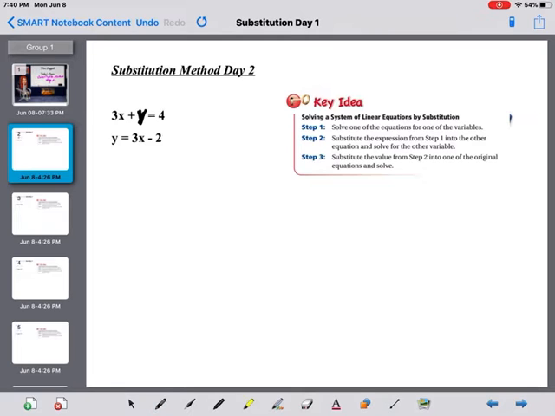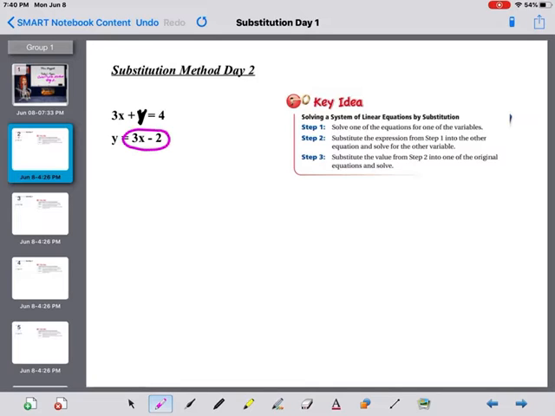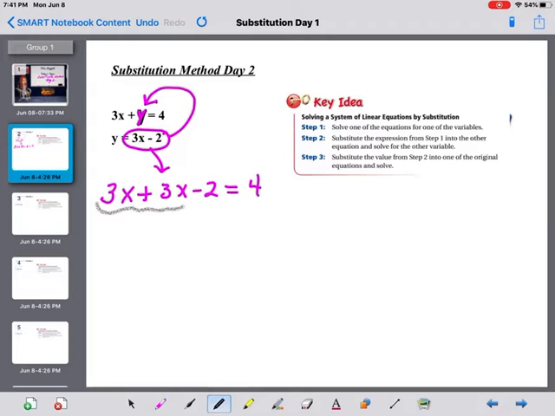So in the top equation, we have 3x plus y is equal to 4. And in the bottom equation, we have y equals 3x minus 2. So since in that bottom equation, you're given an expression for y, we're simply going to take that whole entire expression and put it in place of the y in that top equation. So if I take a look at my first equation that I'm going to rewrite, the 3x is going to remain the same, but in place of the y, I'm now going to put in this 3x minus 2, because that's what y is equal to. So you're taking the expression and you're substituting the whole entire thing for y in the top equation.